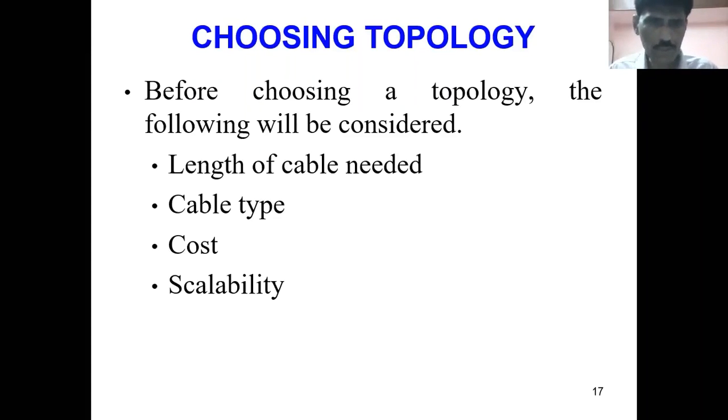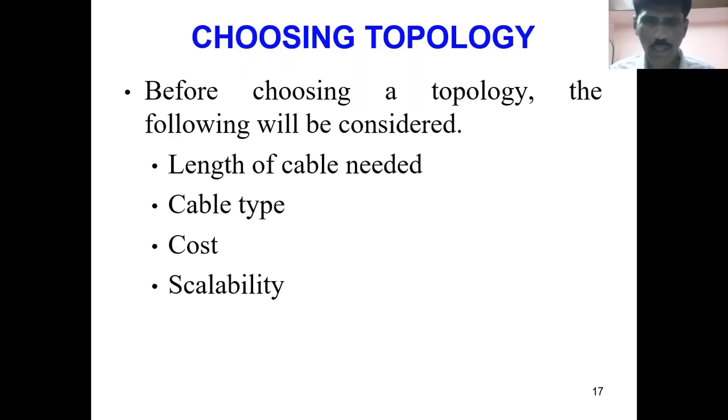The fourth factor to be considered is scalability. Suppose we want to increase the size and capacity of the network infrastructure later. It should be easy to add devices too. Scalability is also very important. So before choosing a topology for a business organization, these factors are to be considered.